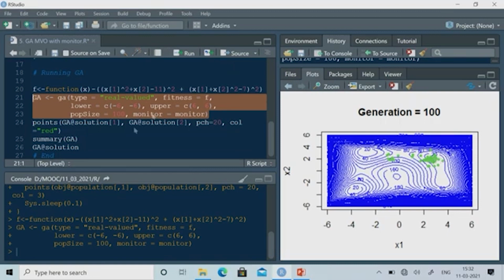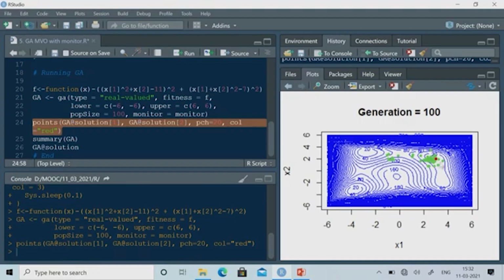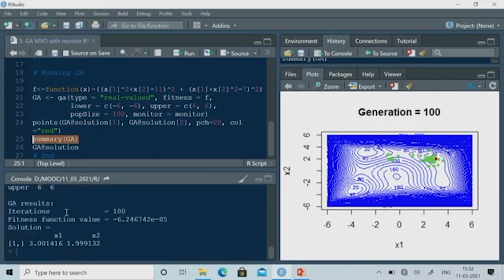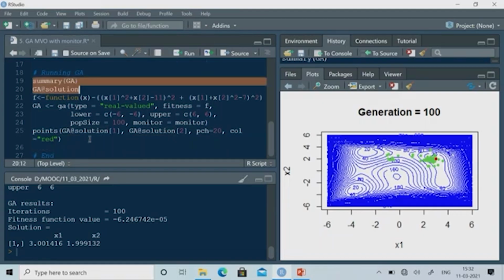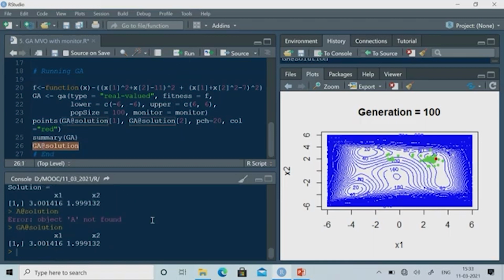You can see it will go up to 100 iterations, and so we got the solution. The solution is somewhere here, and to plot the solution I have used the points function. I would like to plot the final solution. You can see that this is the final solution we got, and if you want to see the value, I can use GA summary, and GA summary will give you everything, including what type of settings you have used. And then if I run this particular GA solution, I can see the solution. The solution is 3.00 and 1.99.